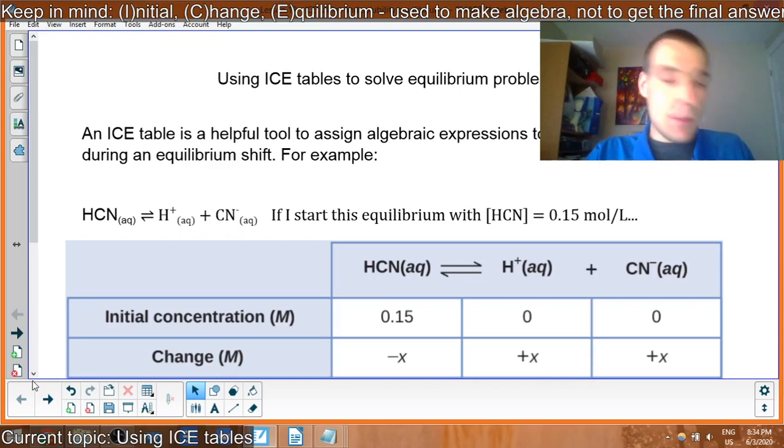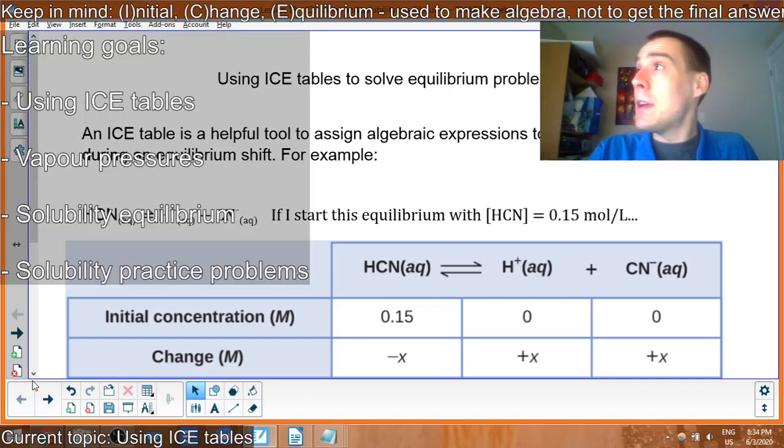Alright, grade 12 chemistry, let's do some math. Today we're going to be doing a lot of our mathematical foundations for equilibrium. In particular, we're going to learn about using ICE tables. We're going to take a little detour into vapor pressures. And we'll talk about solubility equilibrium, and we'll do some solubility practice problems using some of this algebra that we're going to be examining today.